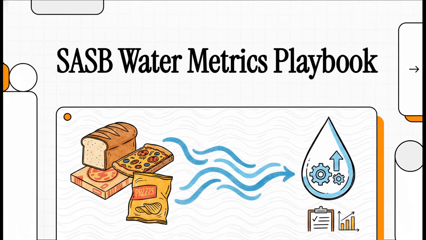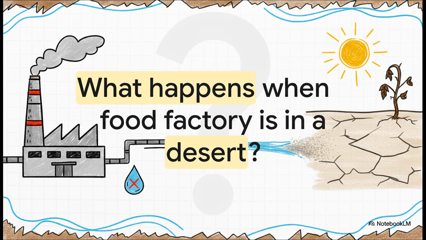Well, today, we're zeroing in on exactly how the industry tracks these water metrics, specifically looking at the SASB standard FB-PF-140a.1. Because I want you to consider this. What actually happens when a massive food processing factory is located in a region that's basically a desert? Or maybe an area facing a historic, multi-year drought?